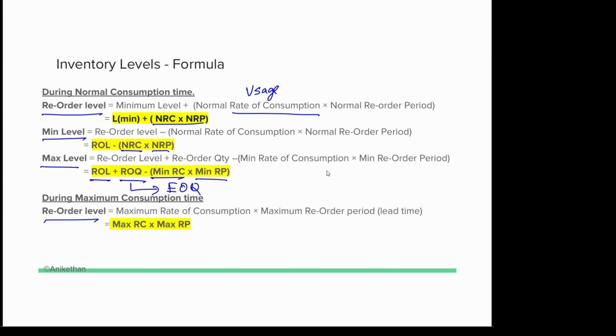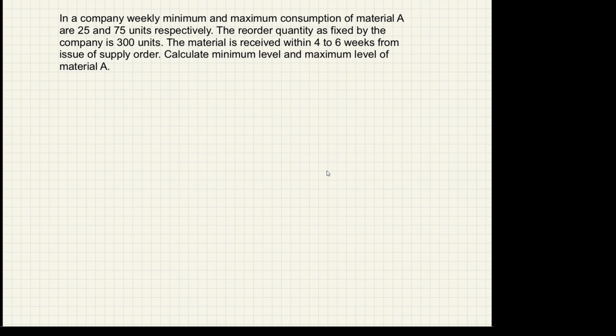In some cases, you will not be given much of the details. During those questions, you have to use this formula, which is maximum rate of consumption and maximum reordering period. So let us understand it with one example. In a company, weekly minimum and maximum consumption of material A are 25 and 75. This is nothing but usage or rate of consumption. So what I will do, I'll write two data: rate of consumption max and rate of consumption minimum. These are given as 75 and 25. With this, average rate of consumption is 75 plus 25 divided by 2, which is 50.